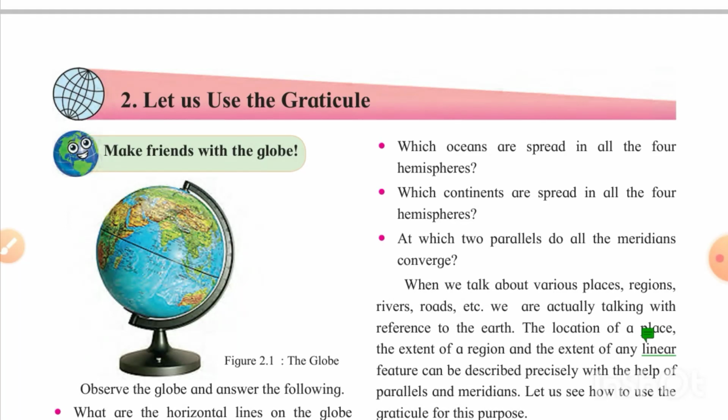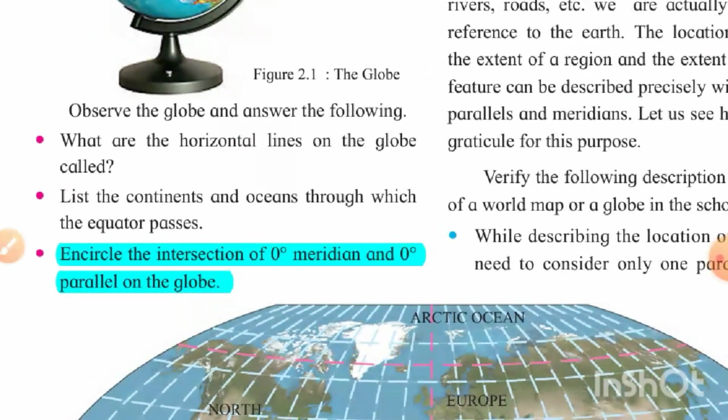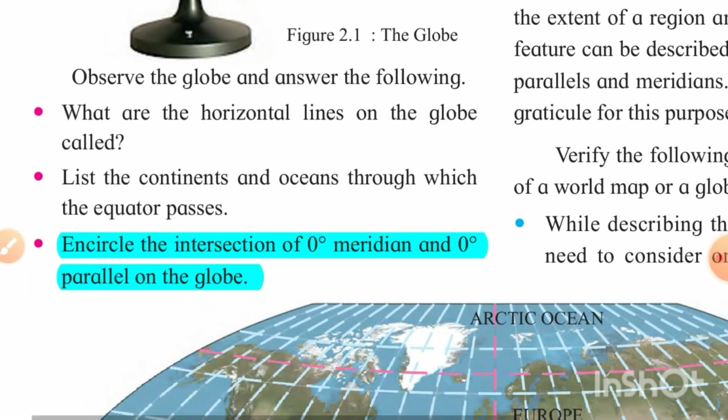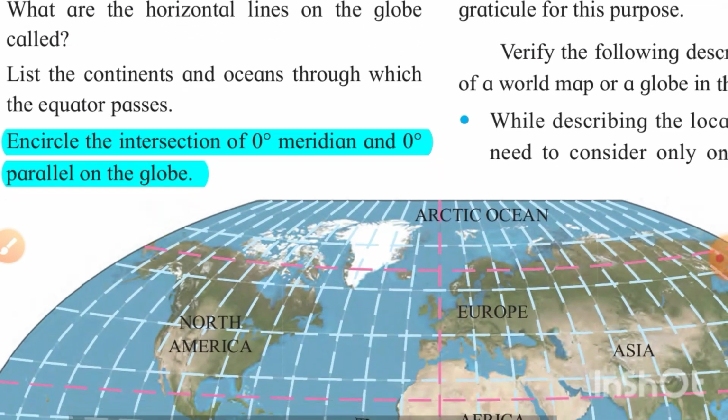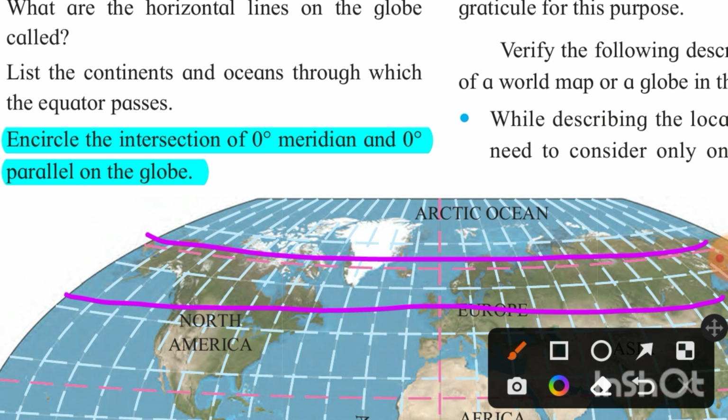So we will start with answering a few questions. The first one is, what are the horizontal lines on the globe called? Okay, the horizontal lines means these lines. Like you must have learned in the previous lesson, these lines are called parallels of latitude.